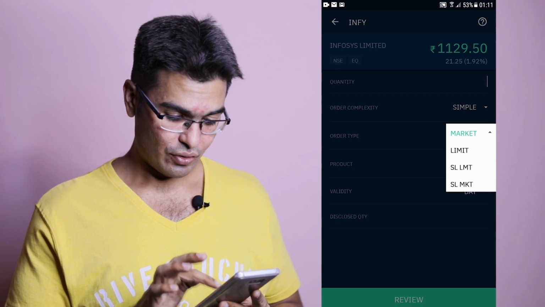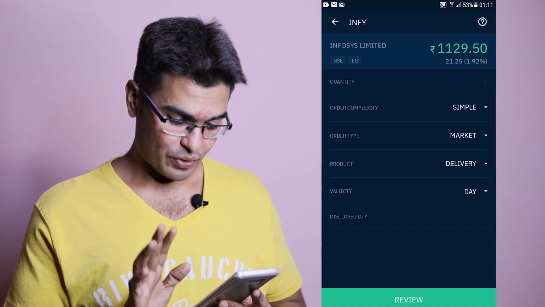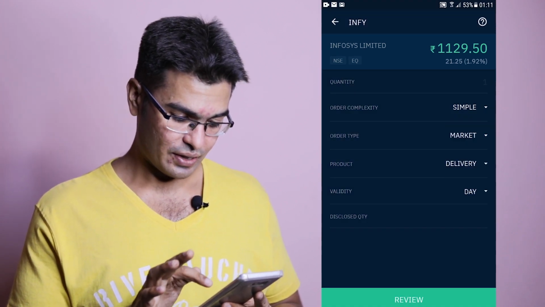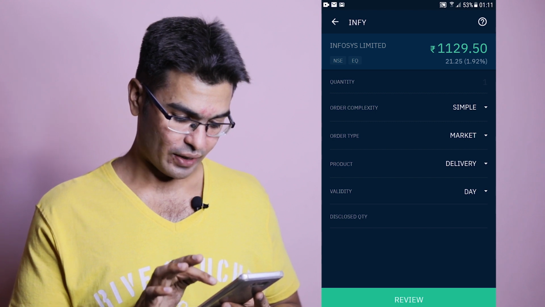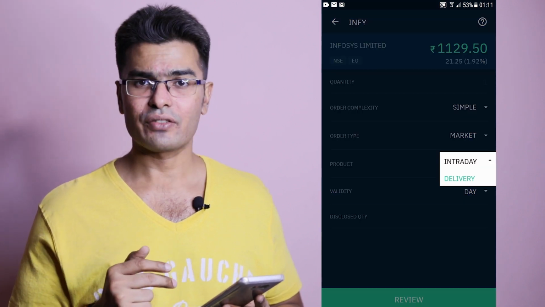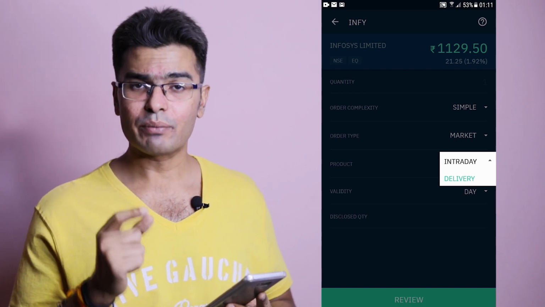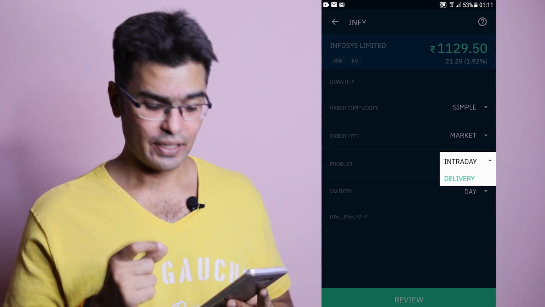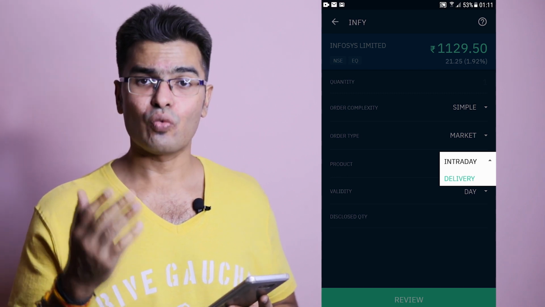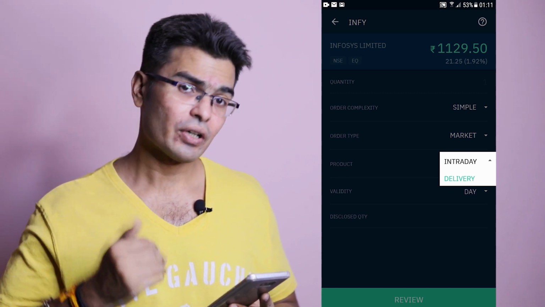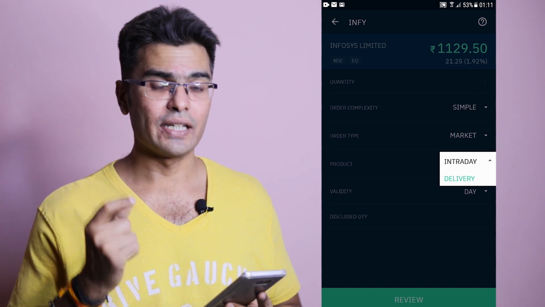So at this place you have 2 options. We will be covering this. Thereafter you have product, which refers to 2 types of products available. If you want to buy any particular stock and you want to keep that stock for more than one day, that is known as delivery. That is, you want that particular stock to come into your demat account. This is what is called delivery.